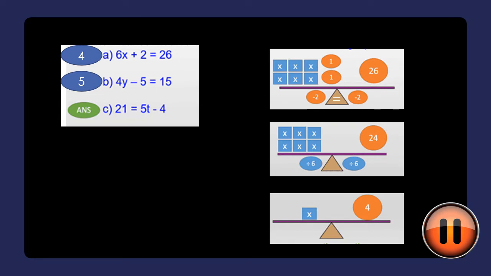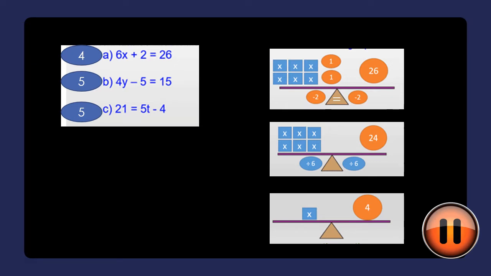Now for the last one. The answer is 5. So we do 21, which we know is equal to 5t minus 4. We leave the number and letter for now, and we just focus on the number on its own. Instead of minusing 4, we're going to add 4. 21 add 4 gives us 25. So now we know that 25 is equal to 5t.